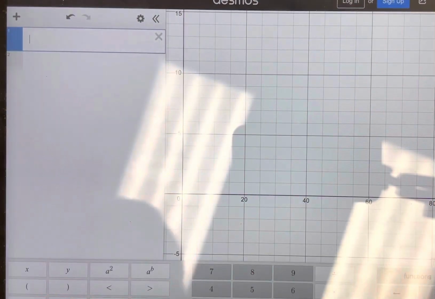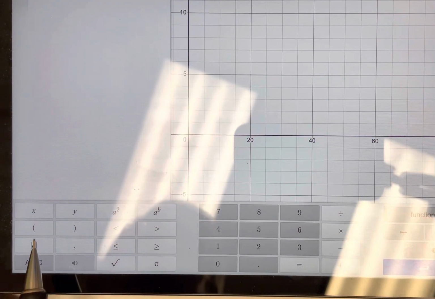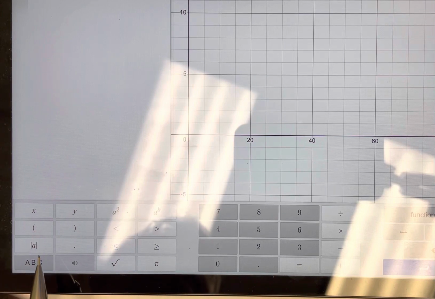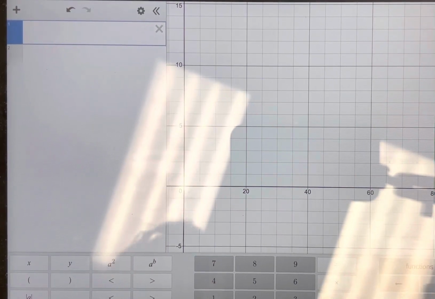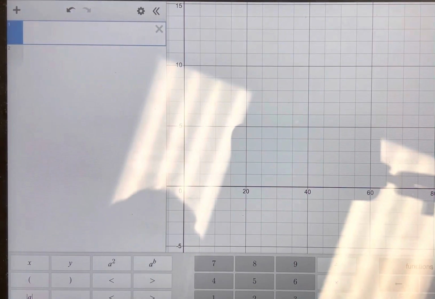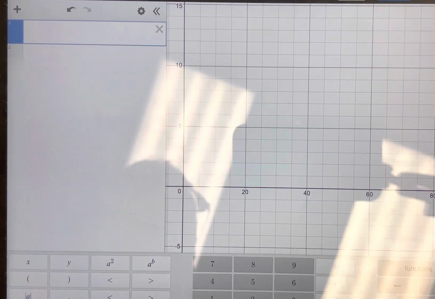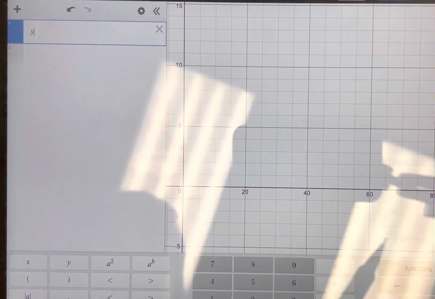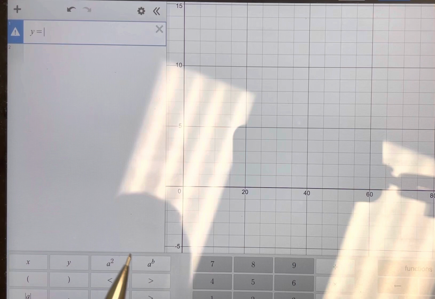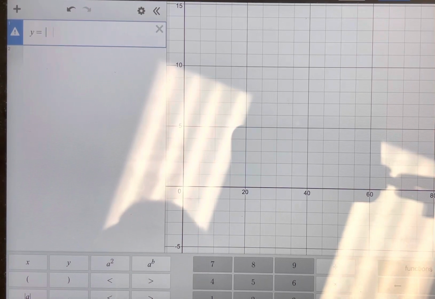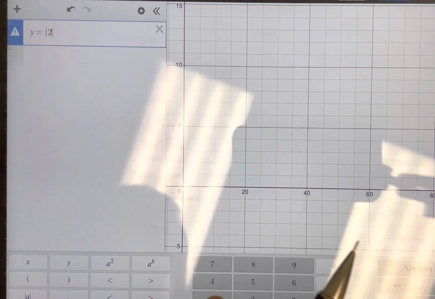Okay, so here, left side, the absolute value key is right down here, absolute value of A above the ABC. So we have, in our first equation, we're going to have y, I think I got this straight. It looks like it's pretty straight. Y is equal to the absolute value, and there are the bars, 2x minus 3.